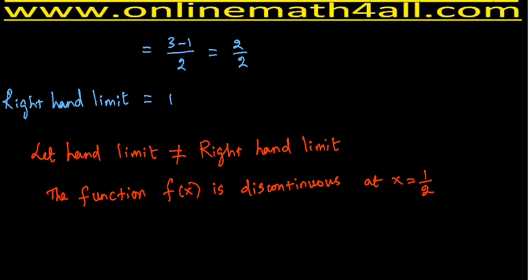After having both the left hand limit and right hand limit, we have to check whether they are equal. If they are equal, we can say the function is continuous at that particular value of x. In case they are not equal, like in our problem, the function f of x is discontinuous at x equal to 1 over 2. I hope the students would be able to understand how to do this kind of question in exams.